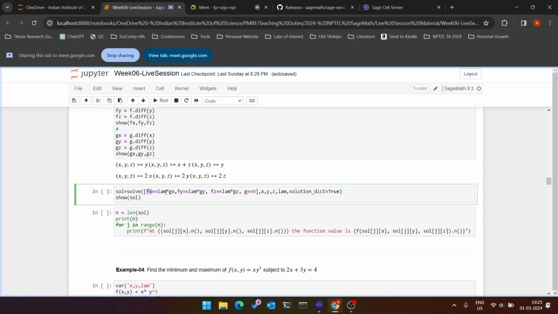Dou f by dou x equals lambda times dou g by dou x, dou f by dou y equals lambda times dou g by dou y, and dou f by dou z equals lambda times dou g by dou z, along with g equal to 0 separately. Once we solve these four equations, we wish to obtain our four variables, which are x, y, z, and lambda, and we are asking Sage to return the solution in the form of a dictionary.